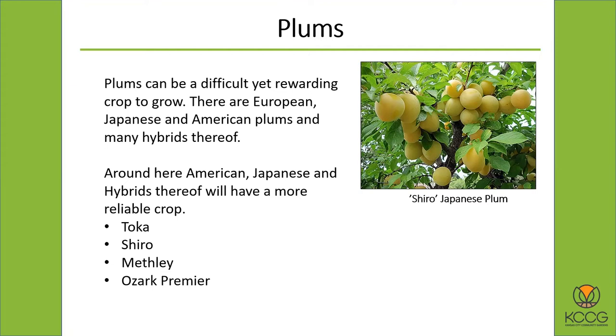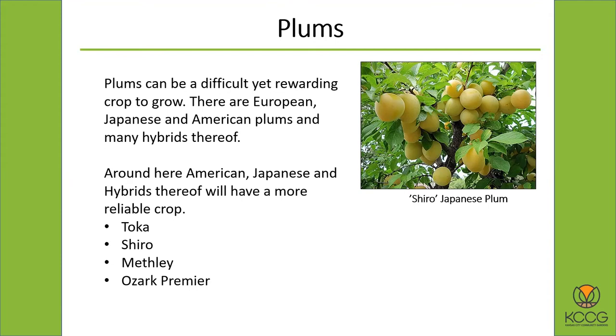So the varieties that work reasonably well around here are Toka and Shiro, Methley and Ozark Premier. Methley and Ozark Premier are going to be the larger, juicier plums that you'll find in the supermarket, while both Toka and Shiro are going to be a little bit smaller of a plum. And in some cases, like Shiro, a yellow plum, which is kind of unique in and of itself. Shiro, however, is not self-fertile. And I think Methley might be the only self-fertile one on this list. So once again, you'll have to check with your vendor to find out what you need pollination-wise on these plums.